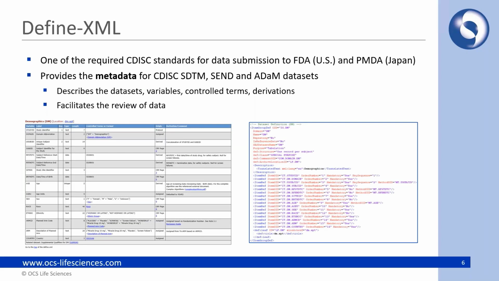Define-XML, as Lieke already said, is one of the CDISC standards that is required for data submission to regulatory agencies, such as the FDA, the PMDA, and the EMA. And it contains all the metadata for all the datasets that are being submitted, be it SEND, SDTM, or ADaM. So it will describe all the datasets in the submission, all the variables, any control terms that we are using, any derivations that we are applying. And all of this is so that it is easier for the reviewer to check the data that we are submitting.